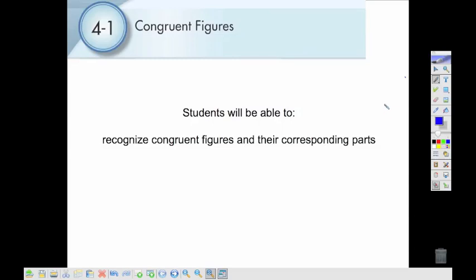In this section, we're going to be defining congruent figures, and we're also going to be looking at their corresponding parts. We're also going to have a lot more proofs that follow from this. So we'll be looking at a few proofs and how to use the theorems we're learning about to prove that figures are congruent.